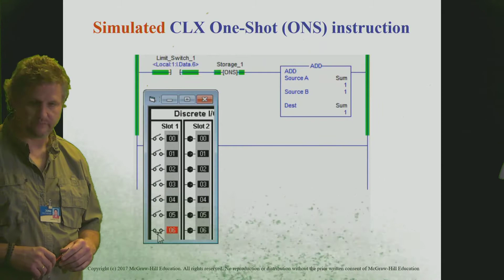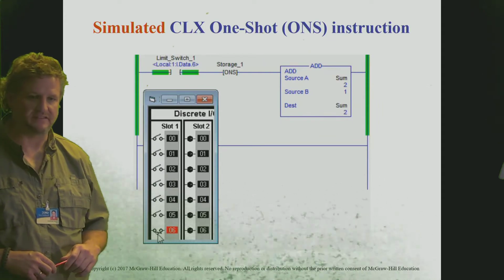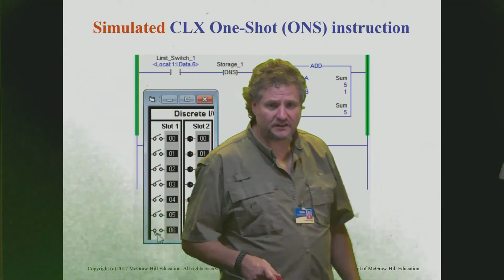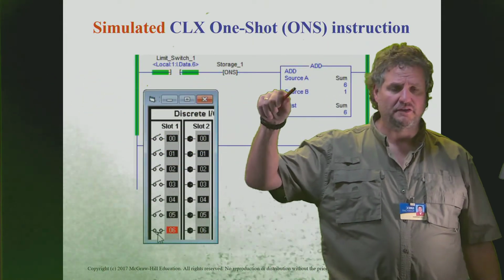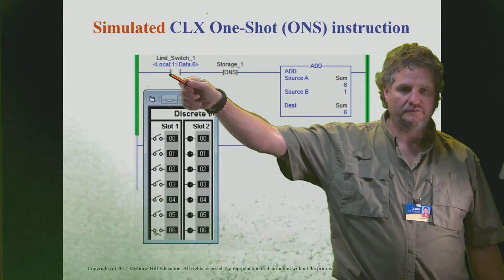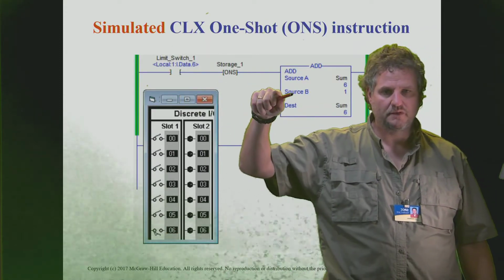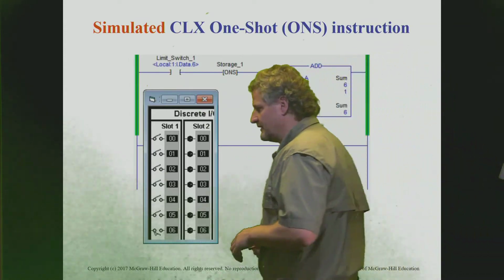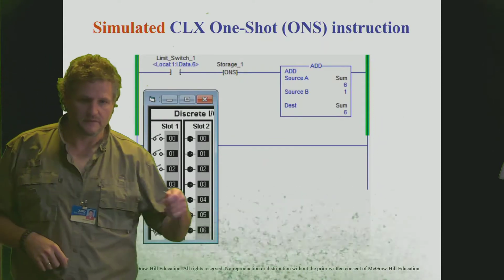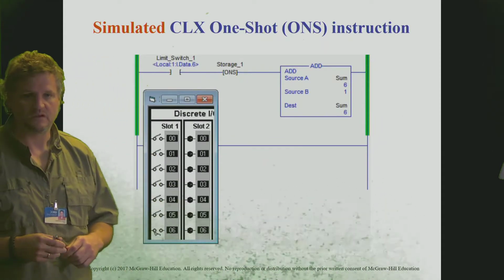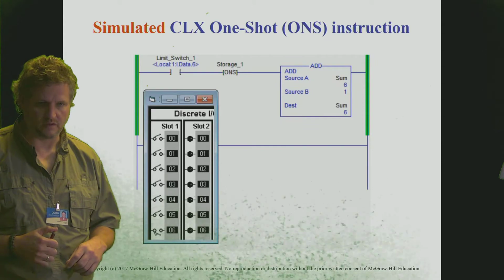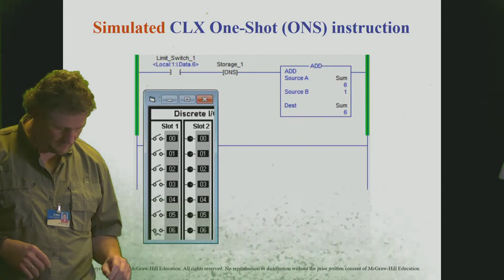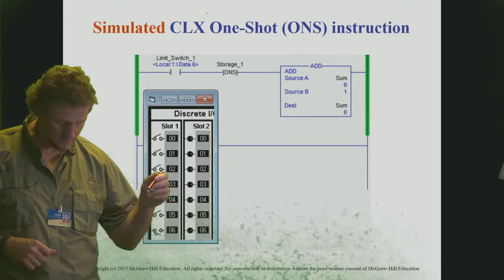Here what they're illustrating is they put the one shot in front of the add command. With that one shot in there, this add only takes place every time the input goes from an off to an on. It's not happening continuously. Otherwise that add would be continuously adding every scan, incrementing that source A at a very rapid rate. So by putting a one shot in there, it only adds once every time you hit the button from an off to an on state.